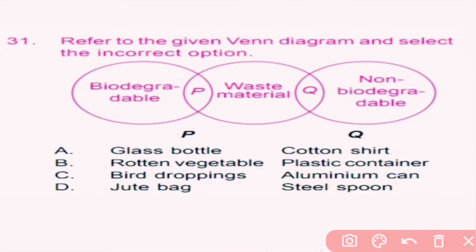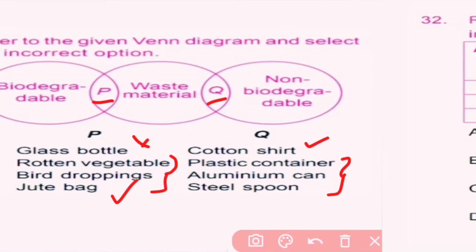Question number 31. Refer to the given Venn diagram and select the incorrect option. P is biodegradable material and Q is non-biodegradable material. Here in option A, glass bottle is non-biodegradable material and cotton shirt is biodegradable material. In options B, C, D, rotten vegetable, bread droppings and jute bags are biodegradable materials, and plastic container, aluminum can and steel spoon are non-biodegradable. So only option A is incorrect. A is the correct answer.